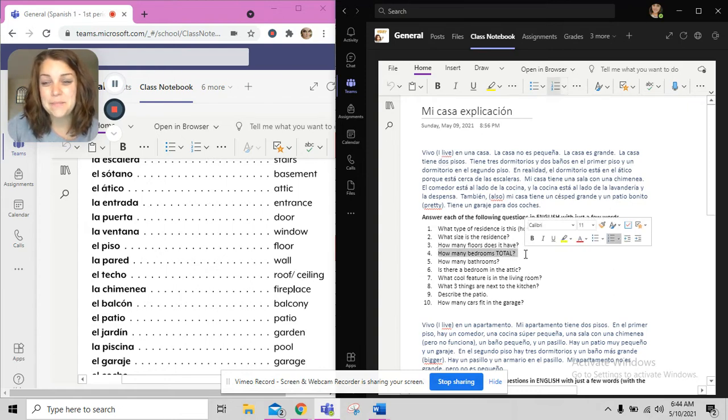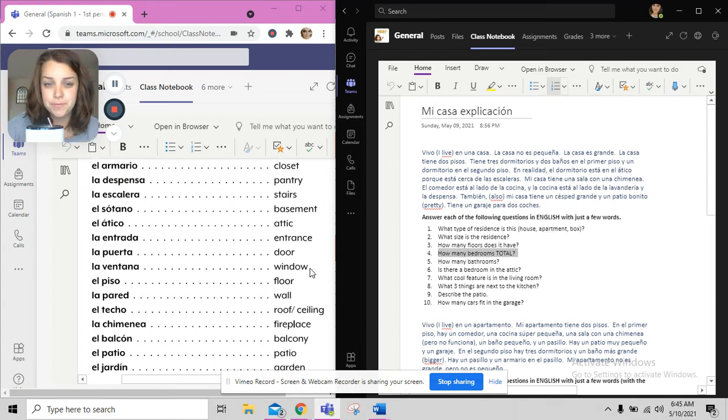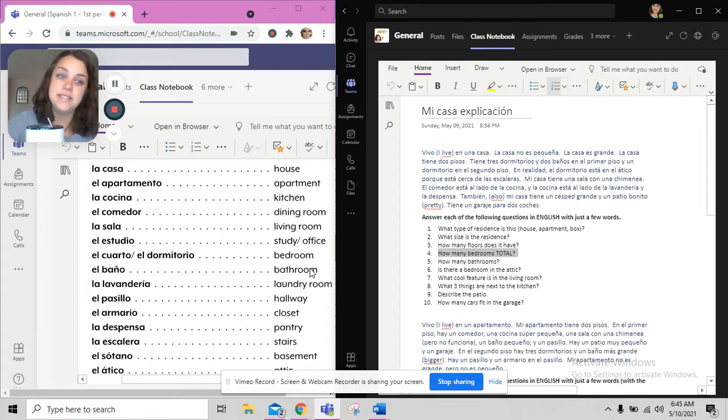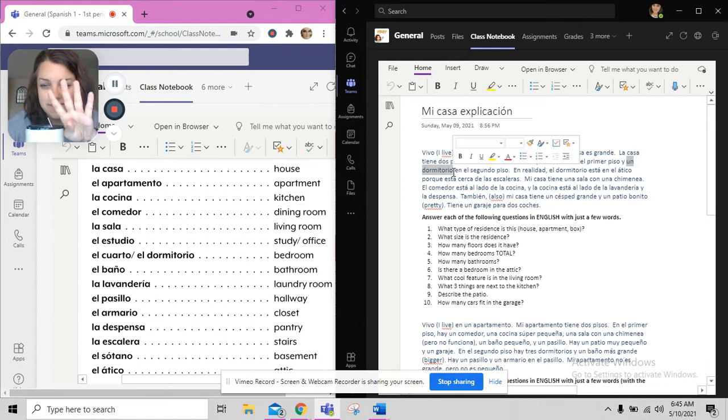Number 4, how many bedrooms total? So this one is slightly tricky, only slightly tricky. Maybe you don't remember the word for bedrooms, so then you'd have to go over to your vocab list and find the word for bedroom and figure out how many times did I use this word here, dormitorio. So here's one. So we have 3 dormitorios and then un dormitorio. All right, so how many total?